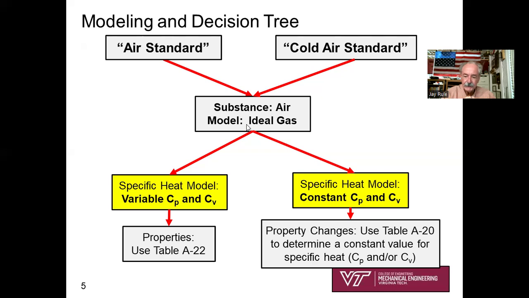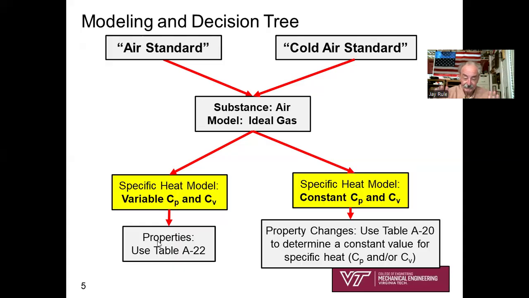But the next decision in your decision tree thinking is, how do I model specific heat? And here's the big thing. When you see the words air standard in a problem, you're going to be modeling the specific heat as variable, kind of like a formula. But you don't want to have to do the integral all the time. So when you're looking for delta U or delta H, or analyzing an isentropic process, you're going to be using table A22 for air with variable specific heat.